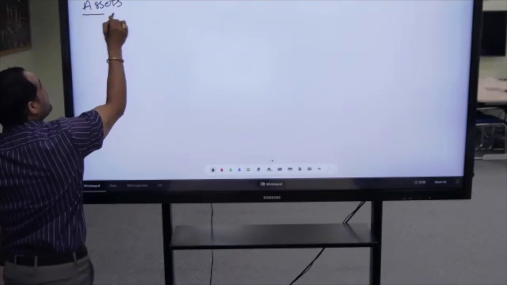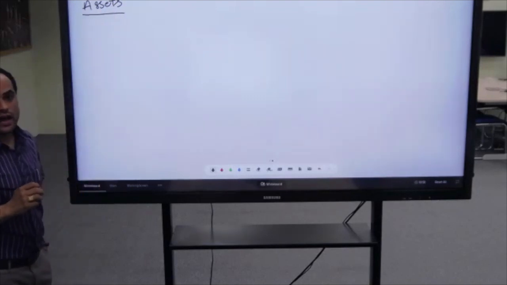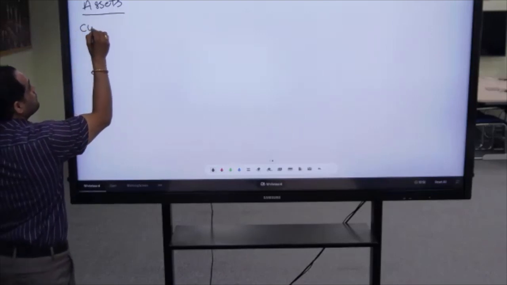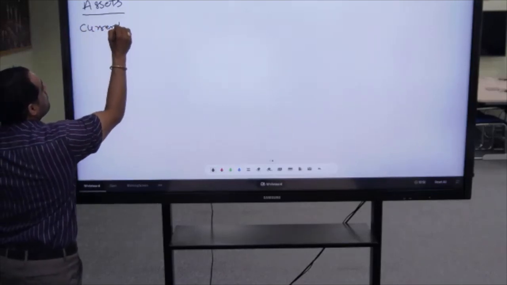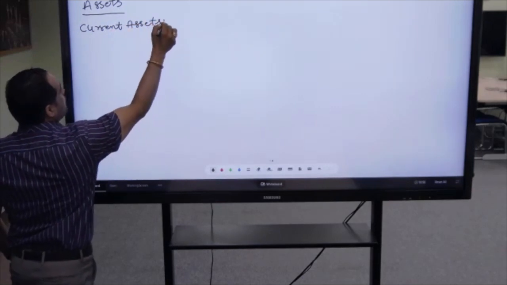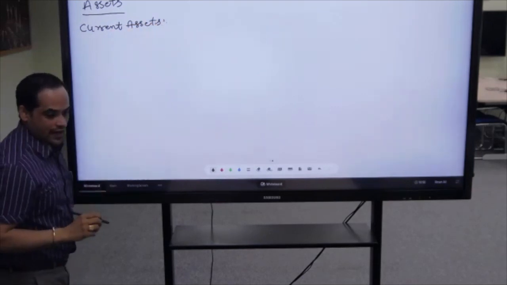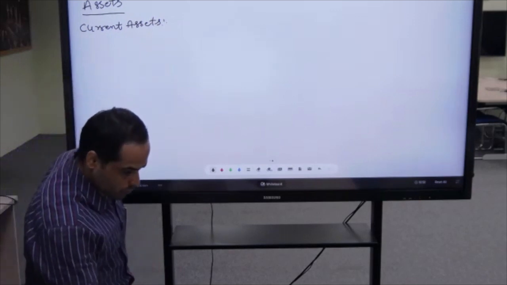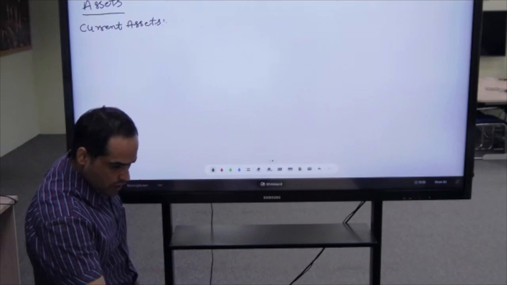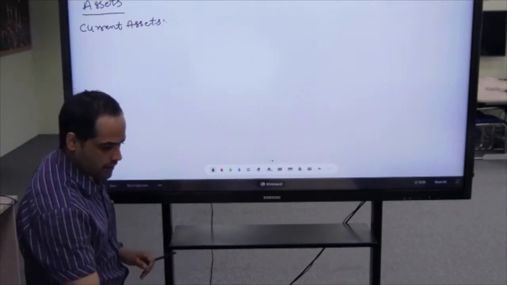All right. In assets, we have current assets. Current assets. What do we have in current assets? So explain to me one by one. Right? What do we have first in the current assets?